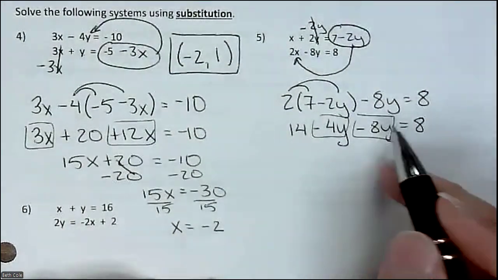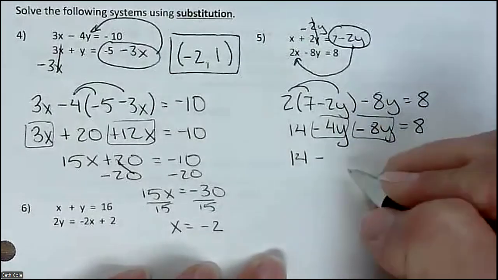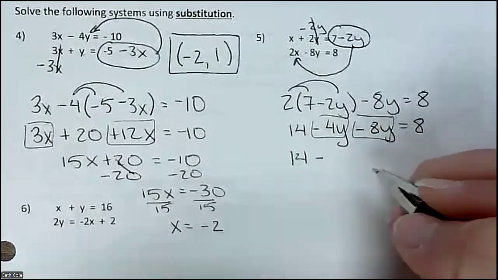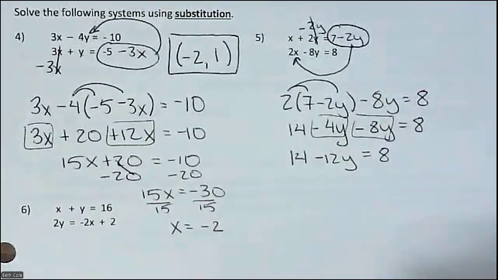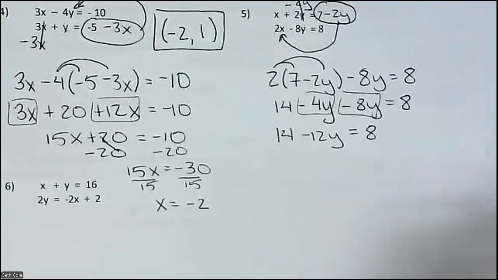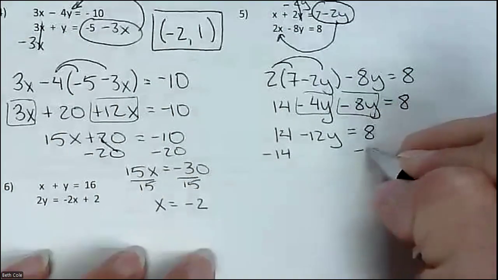Negative. Now be careful because they're both negative. -4 and -8 will be negative 12. Count on your fingers. Minus 12y equals 8. Almost there. 2 more steps. What's next? Yeah, minus the 14.